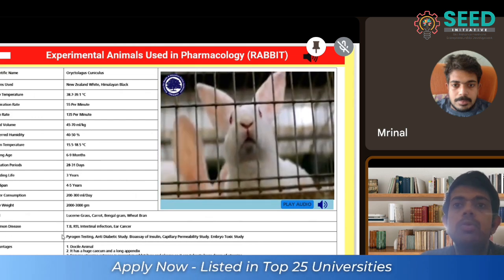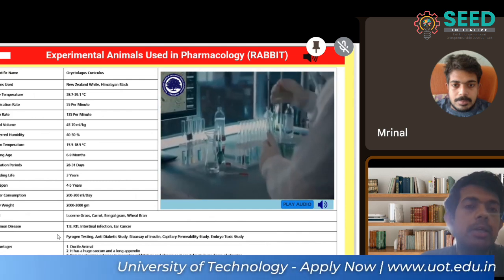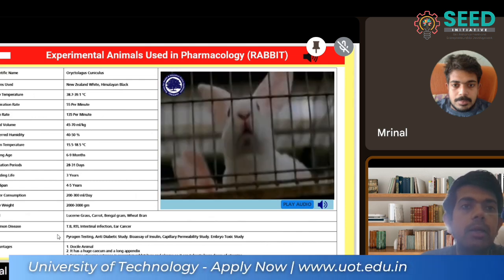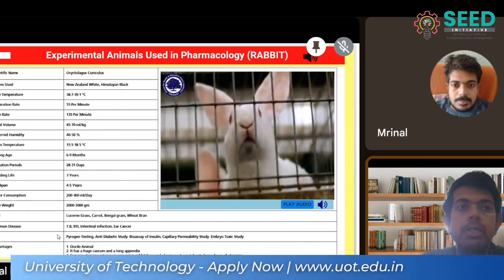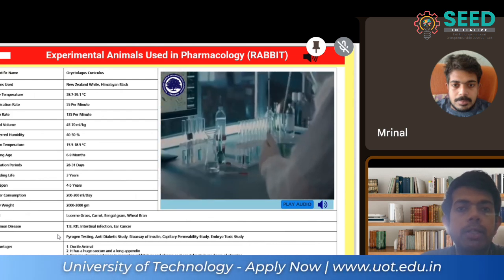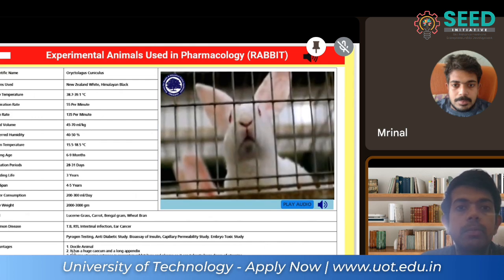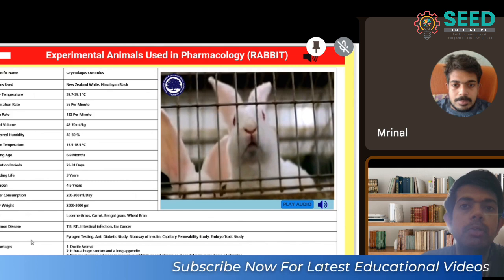What is this animal used for? It is used for pyrogen testing, anti-diabetic studies, bioassay of insulin, and capillary permeability studies with the embryo toxic studies. What are the advantages of it? It is a very docile animal and it has a huge cecum which is used for this pyrogen testing.